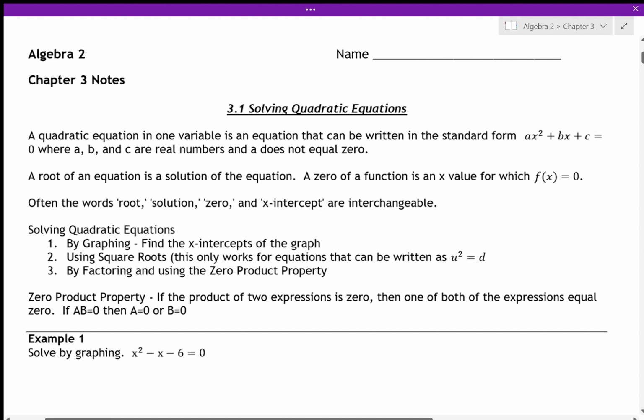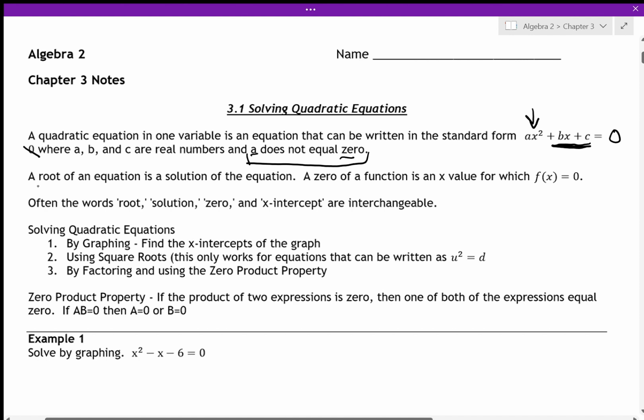First off, we have here a quadratic equation in one variable is an equation that can be written in standard form: ax squared plus bx plus c equals 0, where a, b, and c are real numbers and a does not equal 0. And in chapter 2 we had that idea also of a not equaling 0, because if a was 0 then the quadratic term would go away, and then we'd just be left with the bx plus c, which is linear. So that's what this piece right here is saying.